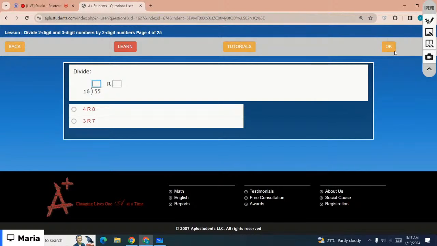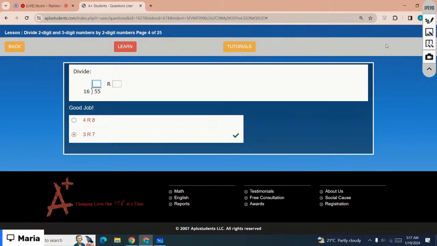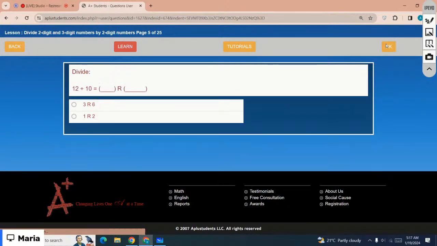The correct option is 3R7, right? Option number 2 is the correct option. If someone needs help how to do, please let me know. Okay, the next one is 12 divided by 10, which is the correct option.